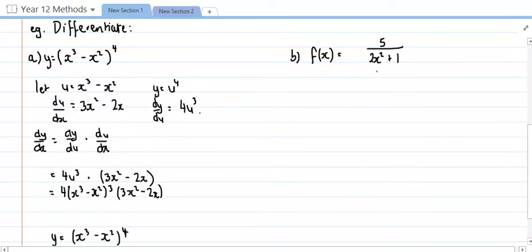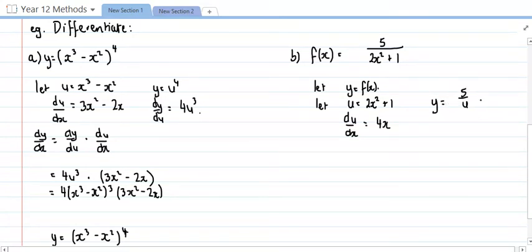The inner function in this case is what's in the denominator there. I'll say let y equal f of x to start off with, and let u equal 2x squared plus 1. Based on that, du dx is going to be just 4x. And I can say that y is equal to 5 divided by u, which is the same as 5u to the power of negative 1. So differentiating that, I get dy du is equal to negative 5u to the power of negative 2.